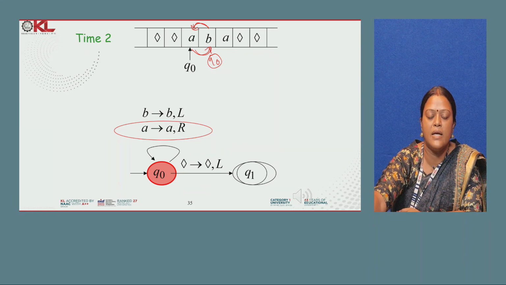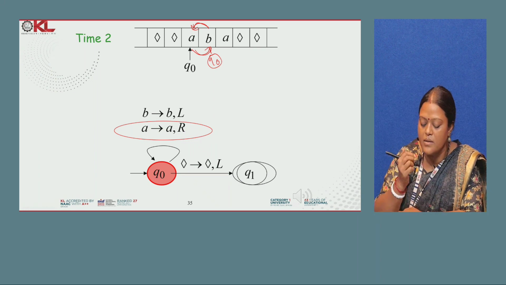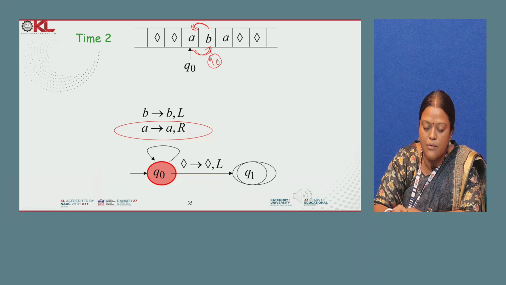Any machine should not have an infinite loop. If any machine has an infinite loop, then we will face some problem, right? Suppose we imagine a ticket booking counter.